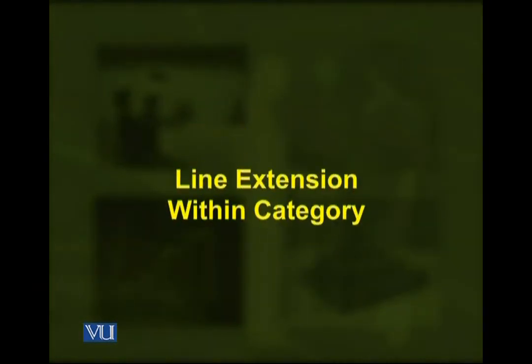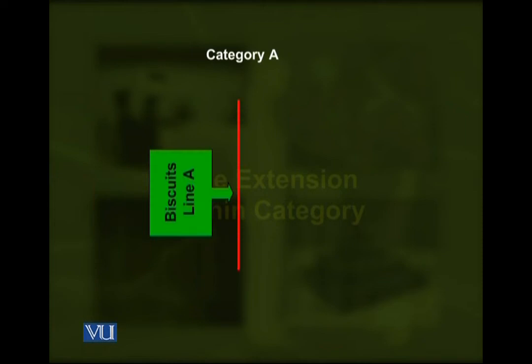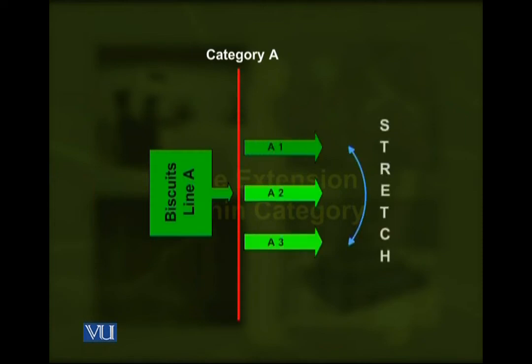Let me explain these two concepts with the help of the two illustrations on the screen. This is what you see about line extension. Line extension, as you understand by now, is taking place within the category because it is meant for the same customers, for the same target segment, and it addresses needs which are very, very similar.